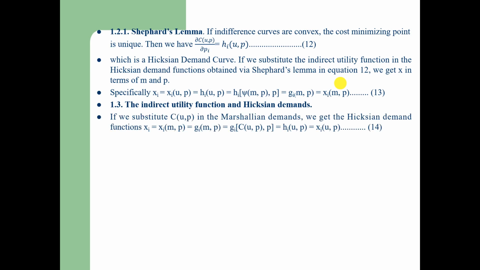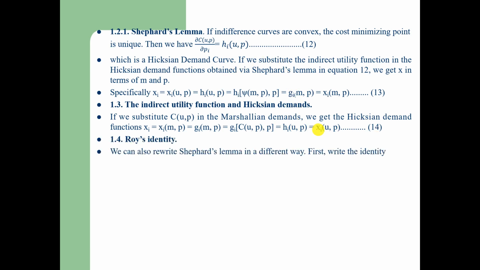So if we substitute the cost function in the Marshallian demands, we get the Hicksian demand functions: xi equal to xi as a function of m and p, that is, some function gi of m and p. Finally, we substitute this, and we get that this function depends upon the expenditure and p, and that is equal to the Hicksian demand function.